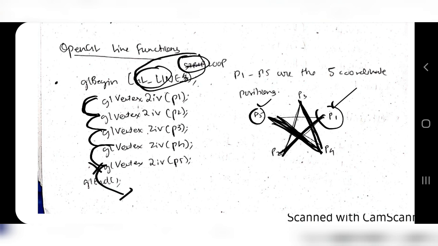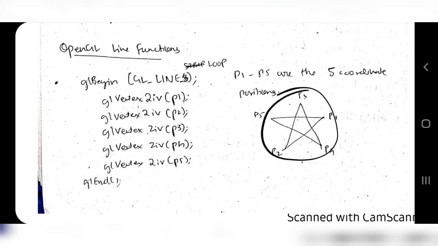But if you want a line from the last point to the first point as well, you have to write loop, like GL_LINE_LOOP. At that time, all the lines will be displayed like this. Okay, so those are the OpenGL line functions.